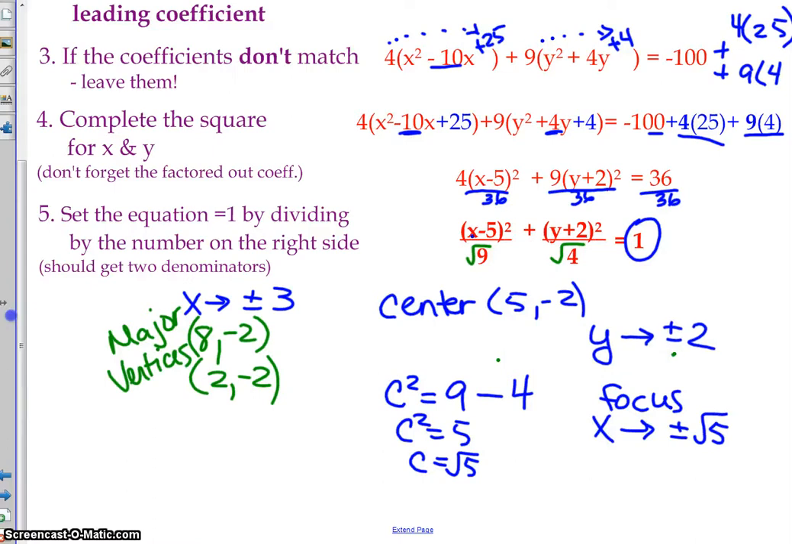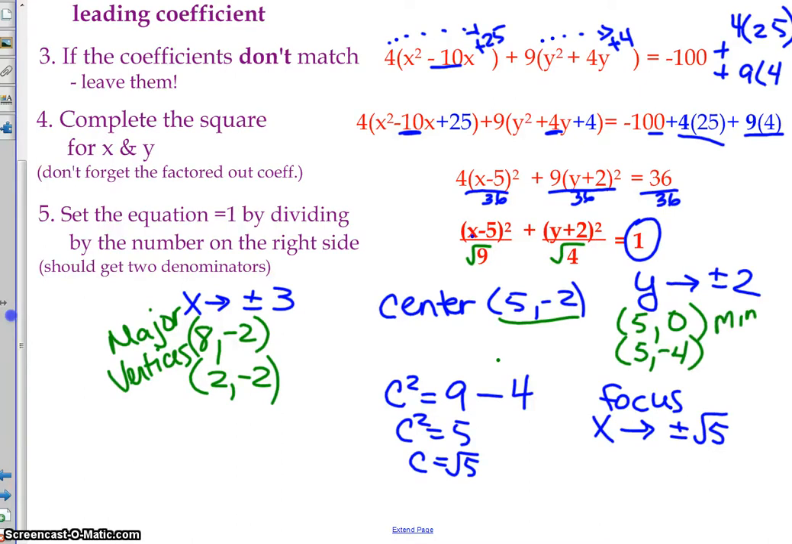I'm going to do the same thing for my y direction. Now I'm going from this point, and I'm going to say we have 5, and then negative 2 plus 2 would be 0. And then I have 5, and negative 2 minus 2 would be negative 4. These are our minor vertices.